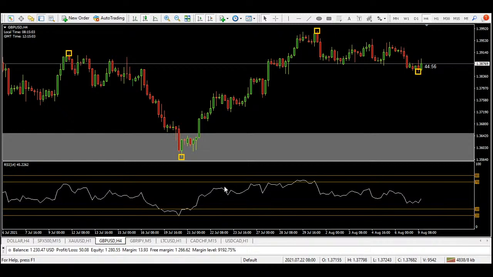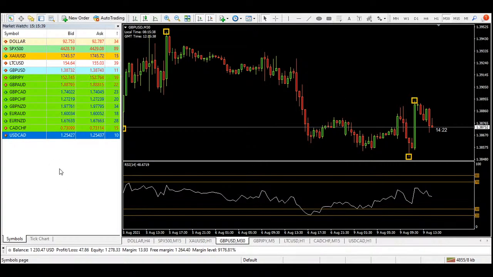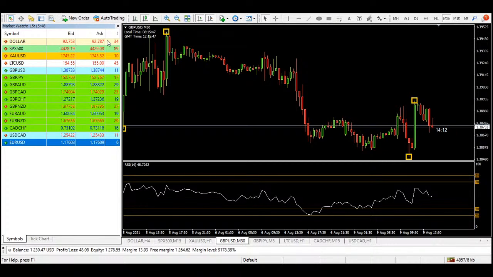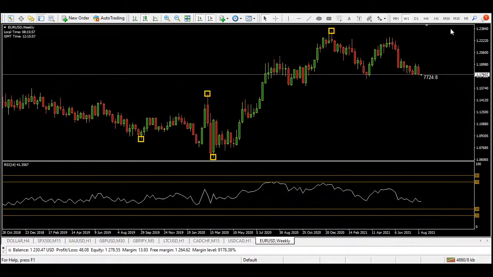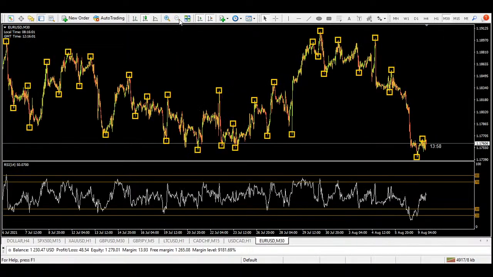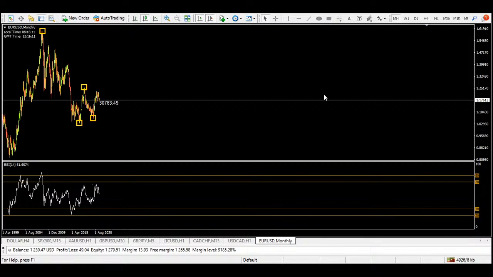Okay, let's see. Alright, this is what we're gonna do here. So here, let's go to Euro USD. $30. Let's go to the daily. Weekly. Alright.